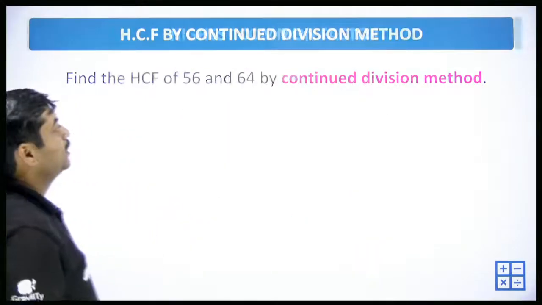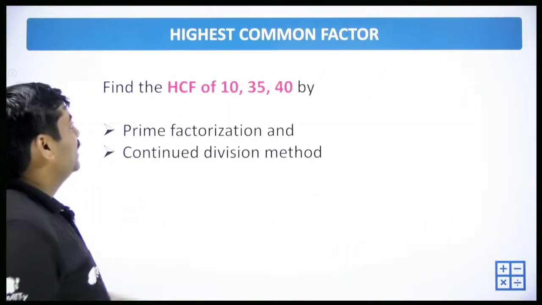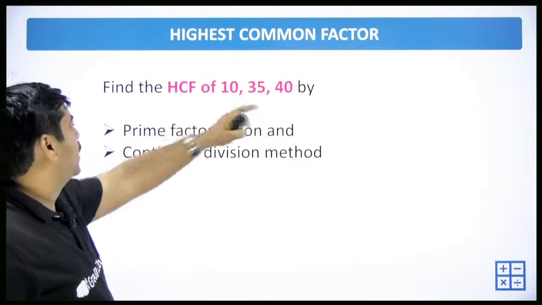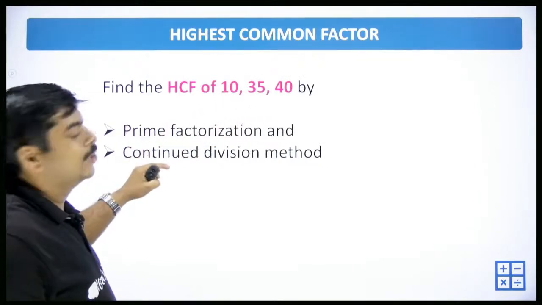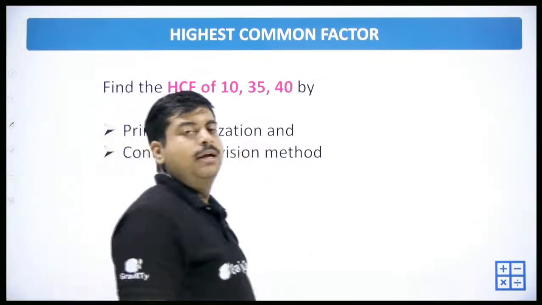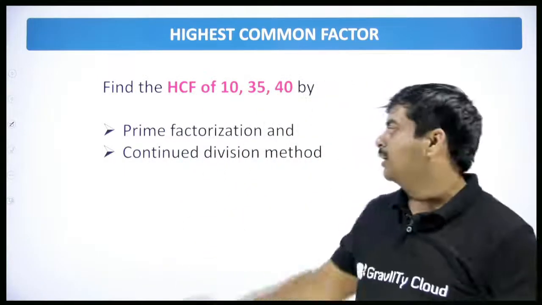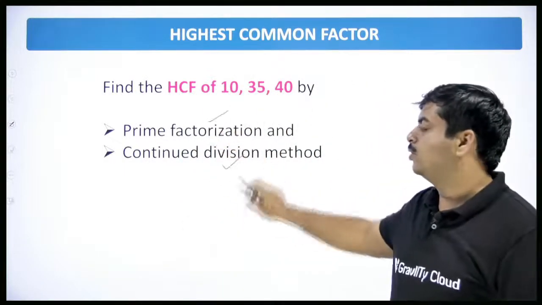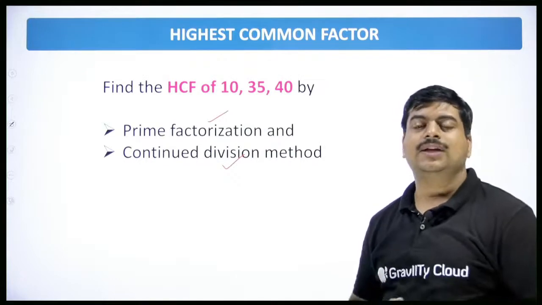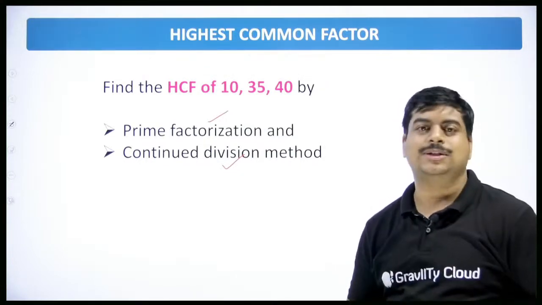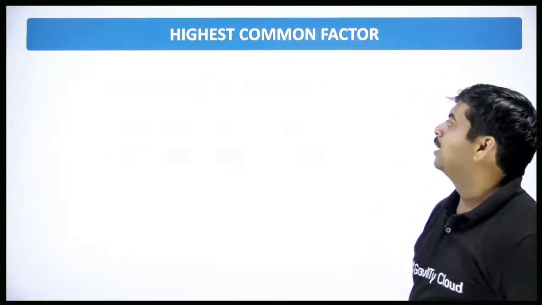Okay. So let's try to understand more about these methods. Find the HCF of 10, 35, 40 by prime factorization and continued division. So this one you can try to do. Using the factor tree, try to bring all the prime factors, and with the continued division method, see whether you're getting the same answer in both the cases or not. Okay. So that is about HCF.